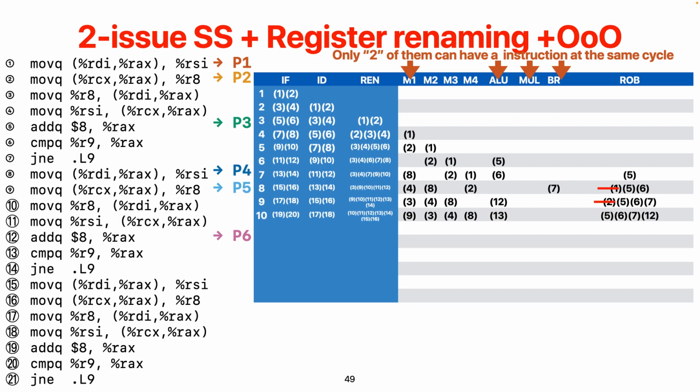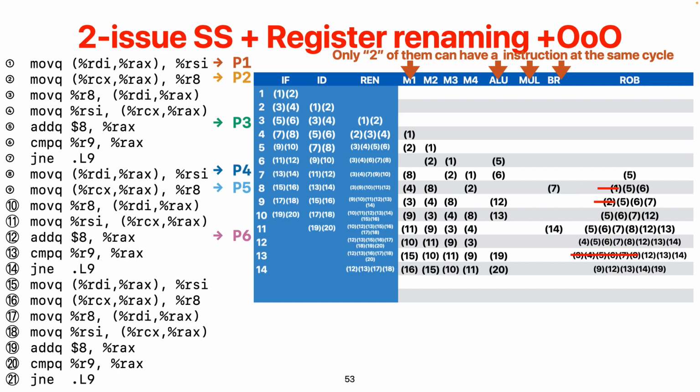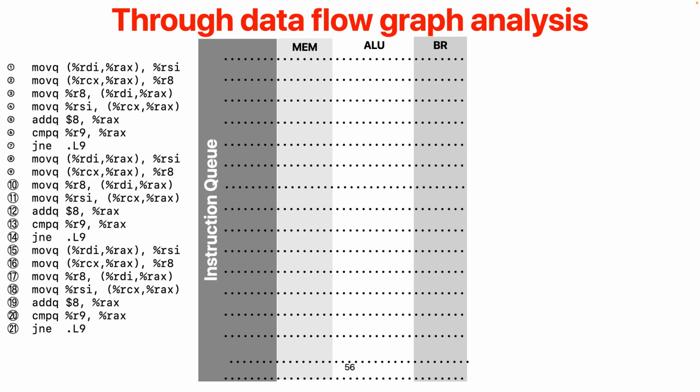So if you keep drawing, you will figure out something interesting. See, my performance is pretty good, right? It seems like almost every cycle I can execute 2 instructions. But again, I don't like that because it's too complicated, and the data flow graph is what I like the most. So in the first cycle, I have 1 and 2.